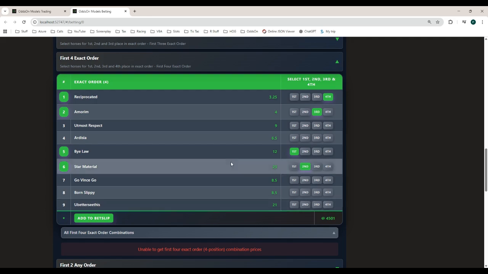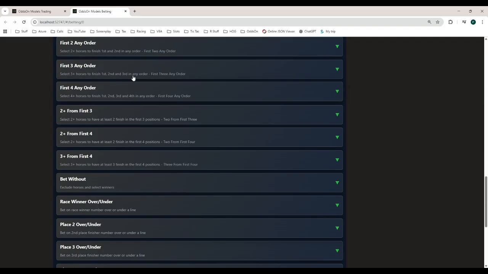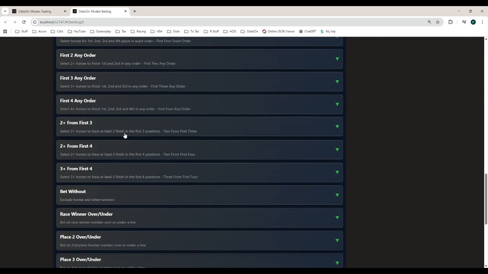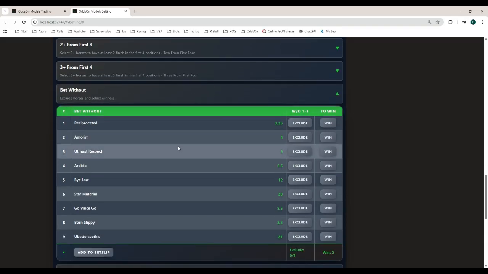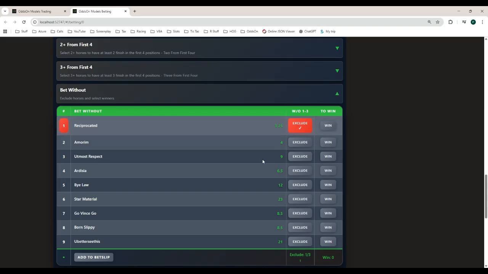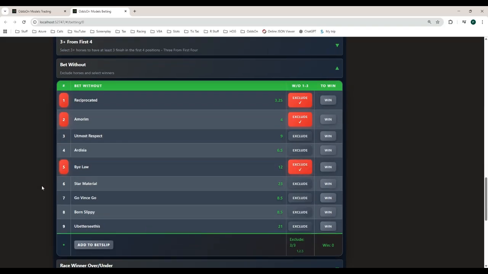So anyway, if I continue through this here, we've got all the same markets as before: first 2, 3, 4, the 2 from 3. So I won't go into too much detail with them. But we've also got here the bet without. So we showed that before, but now you can actually pick your own. It's quite flexible here. You can pick up to 3 to bet without.